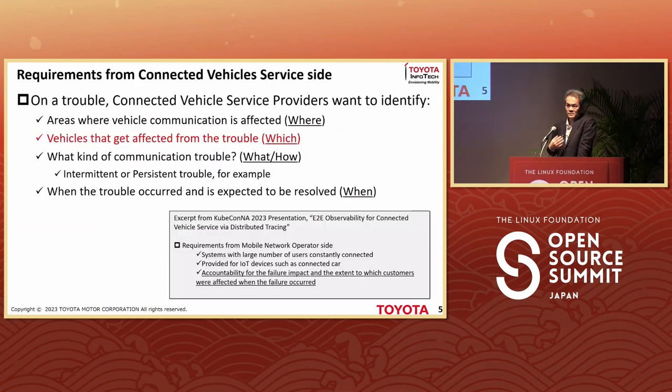And the next, requirements from our side, the connected vehicle services side. Although I listed many requirement items, simply, these can be summarized as 5W1H: where, which, what, and who or when it happened. But as I explain later, actually, what we want to know is which vehicles were affected by the network failure. And later, I will focus on the reason, and also what we did for the POC.